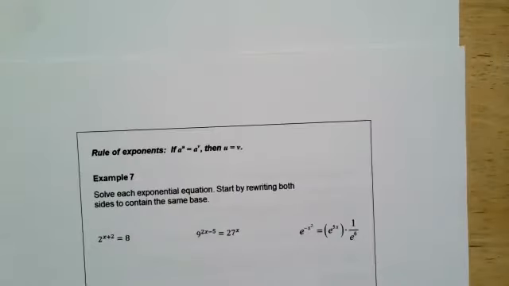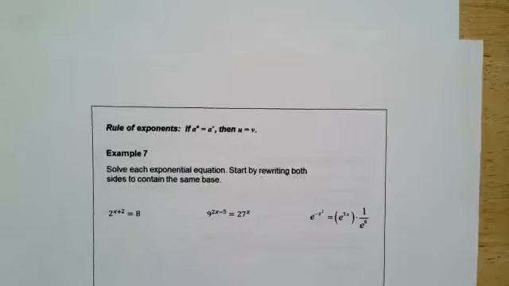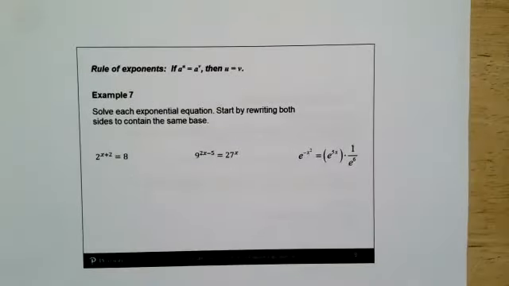Now, the final thing, a completely new concept, is how to solve an exponential equation using the rule of exponents. So, new rule of exponential equations: if a to the power of u equals a to the power of v, then u equals v. It sounds believable, right? If your bases are equal, your exponents are equal. If the base on the left is equal to the base on the right, then the exponent on the left has to be equal to the exponent on the right.